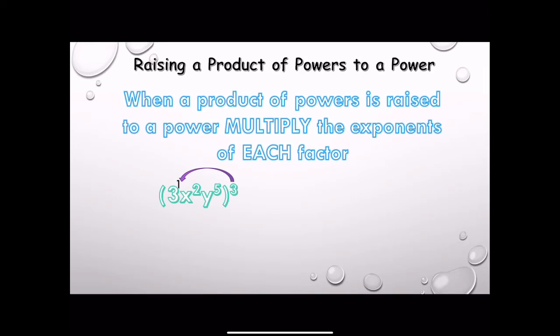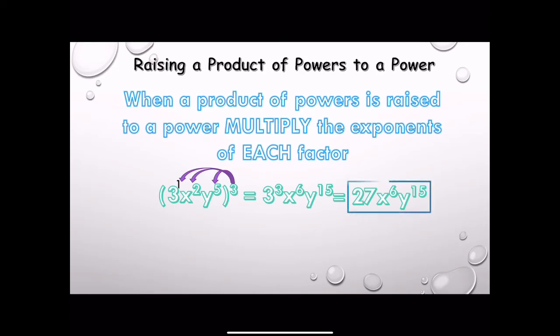So when I raise a product of powers to a power, I'm going to multiply that cube on the outside by each exponent on the inside. So what happens is I get 3 cubed, x to the 6th, and y to the 15th. Remember, what we're doing here is multiplying, which gives me 27, x to the power of 6, y to the power of 15. So that is what your final answer would be. The in between would be our work.